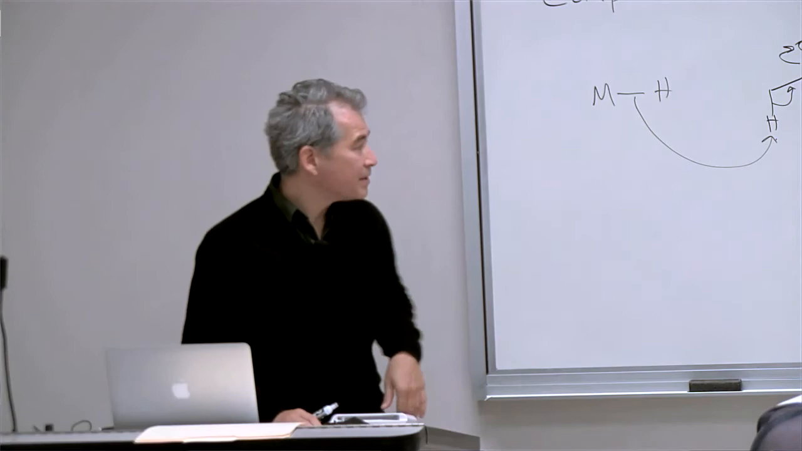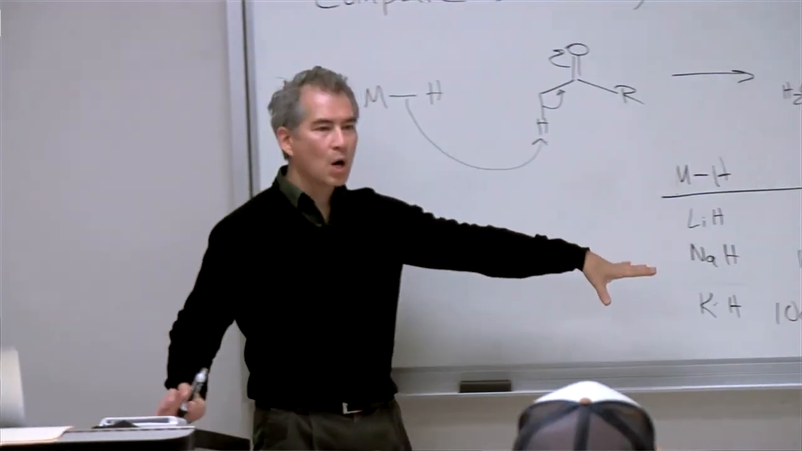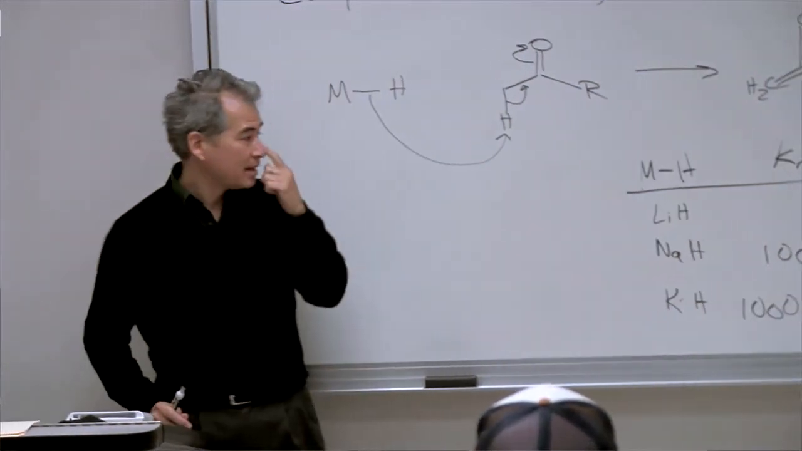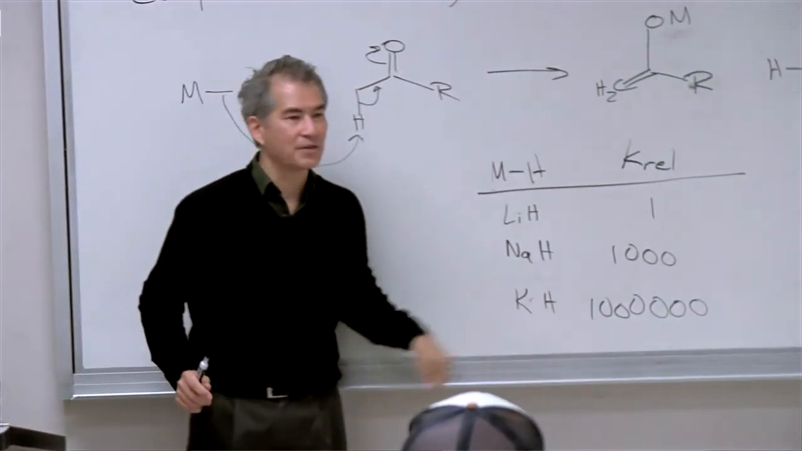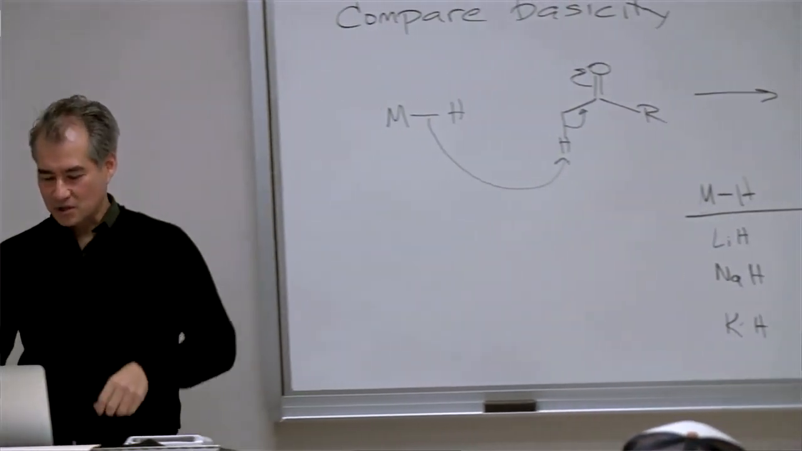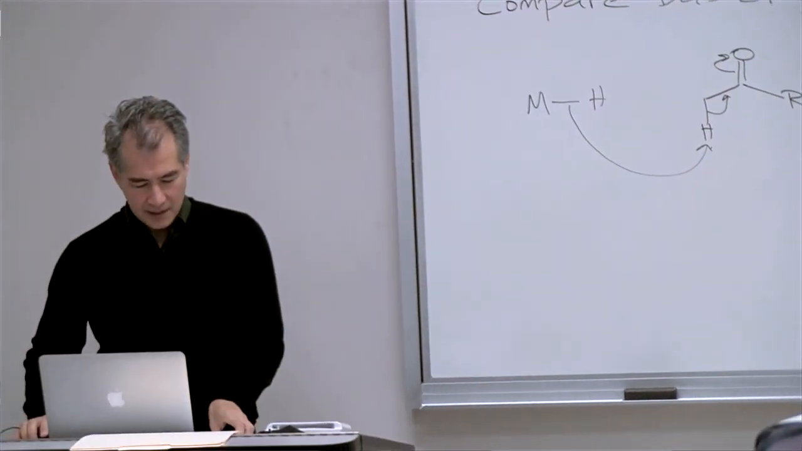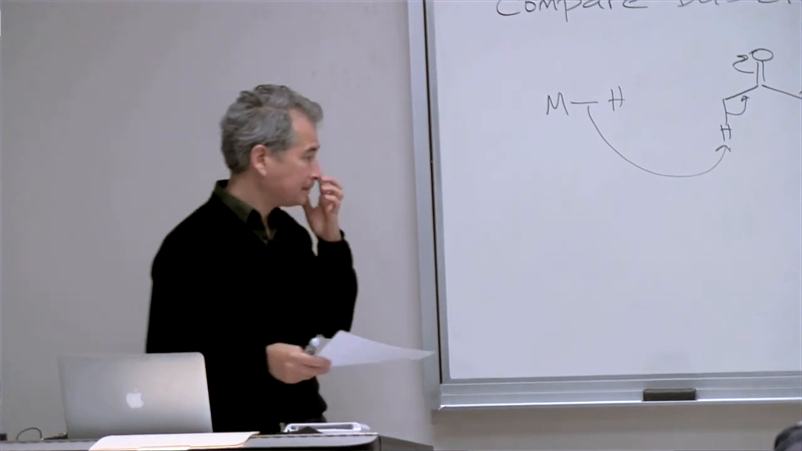So that's what happens as we move down the periodic table. This gives you a quantitative sense of what's happening as you go from lithium to sodium to potassium. You're just increasing the amount of charge on that H. So charge starts to really become this dominant force in accelerating reactions.